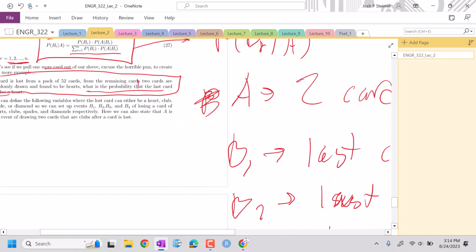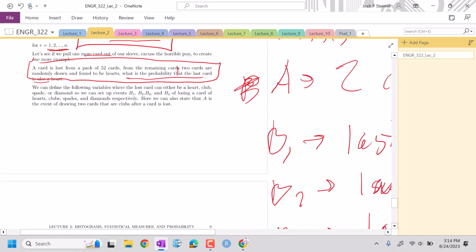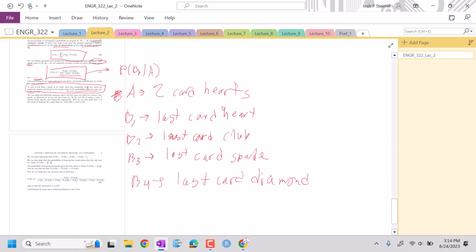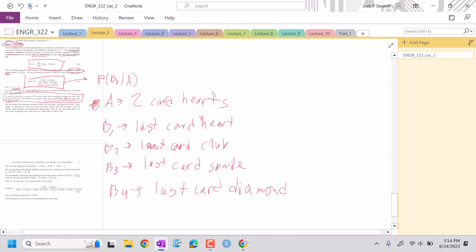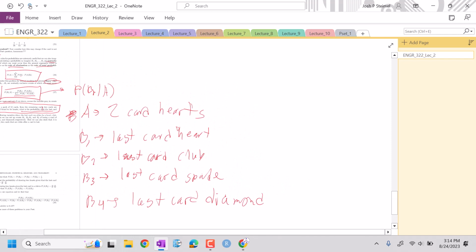So again, we lost a card from a pack of 52. From the remaining, we drew two and they were hearts. So we need to figure out what's the probability the last card is also a heart. So we need to start to set up our probabilities here. What's the probability of B1, that the last card is a heart?